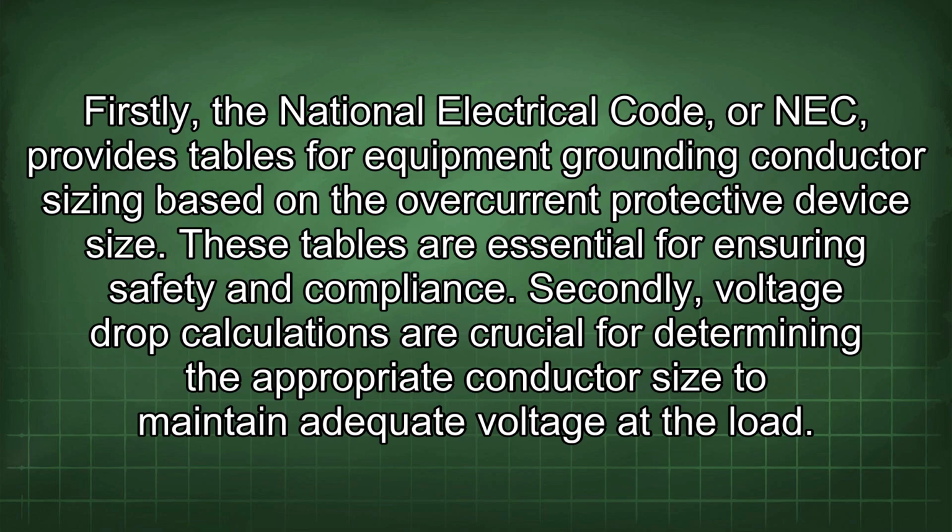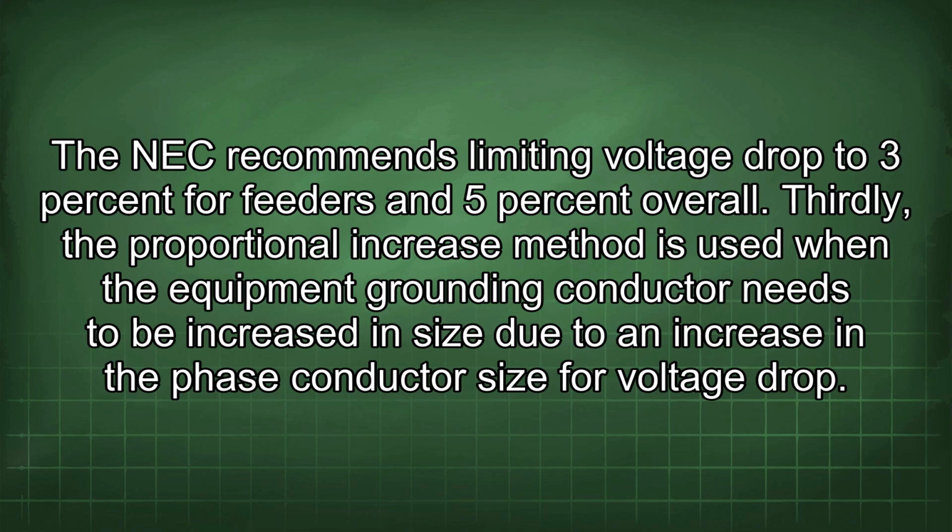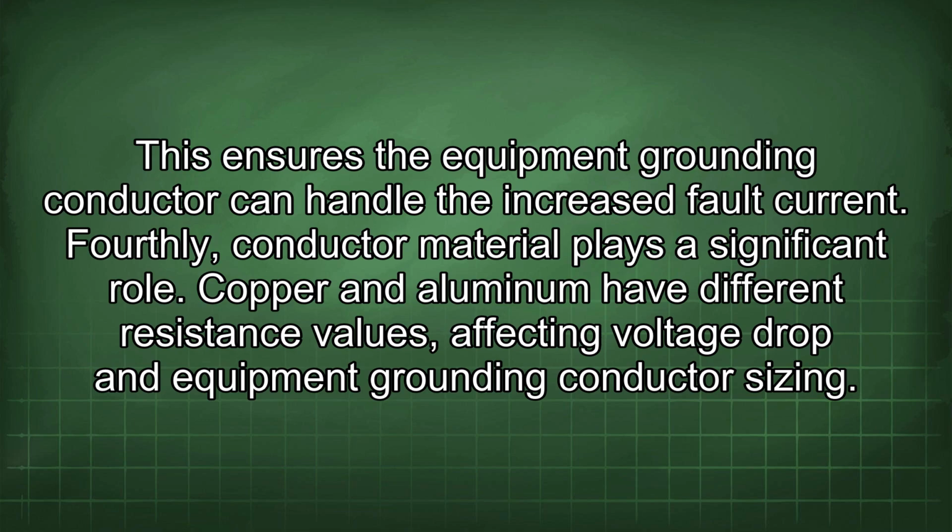Secondly, voltage drop calculations are crucial for determining the appropriate conductor size to maintain adequate voltage at the load. The NEC recommends limiting voltage drop to 3% for feeders and 5% overall. Thirdly, the proportional increase method is used when the equipment grounding conductor needs to be increased in size due to an increase in the phase conductor size for voltage drop. This ensures the equipment grounding conductor can handle the increased fault current.